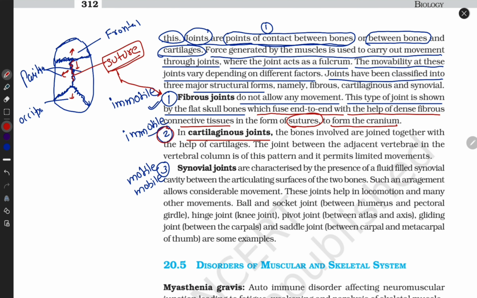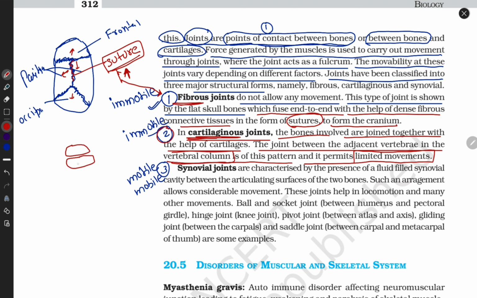Now next is cartilaginous joints. They are made up of cartilage. The bones involved are joined together with the help of cartilage. Some joints are made up of fibrous tissue, and some joints are made up of cartilage tissues. They are very strong tissues, with extracellular matrix proteins. The joints between the adjacent vertebrae in the vertebral column are of this pattern, and they permit limited movement. This is present in the vertebral column, and they have limited movement.